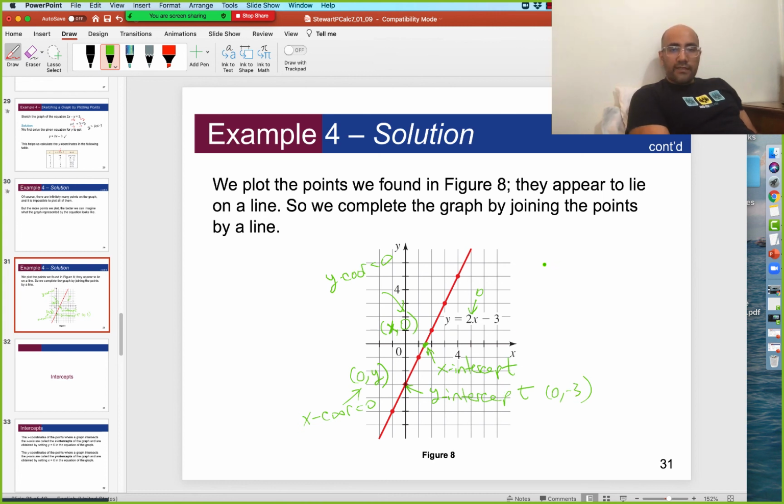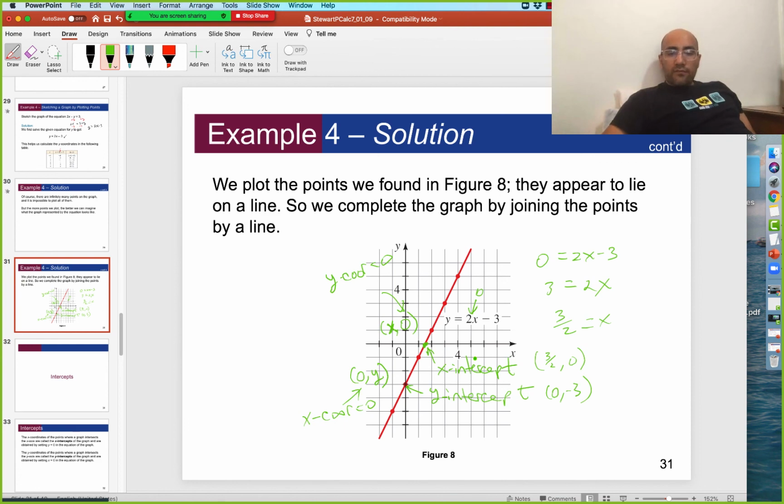So I can easily tell in this equation that the y-intercept is the point 0 comma negative 3. Good. And if I set the other one up, 0 equals 2x minus 3, and moving the 3 over, we get 2x, and dividing, we get 3 over 2 equals x. So the x-intercept is 3 over 2 comma 0.